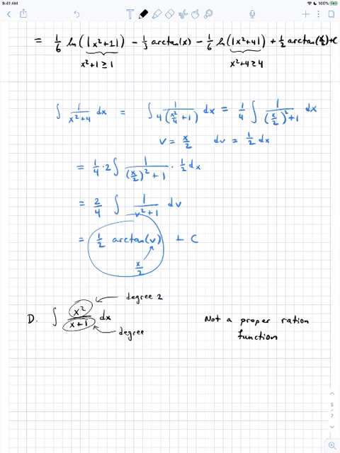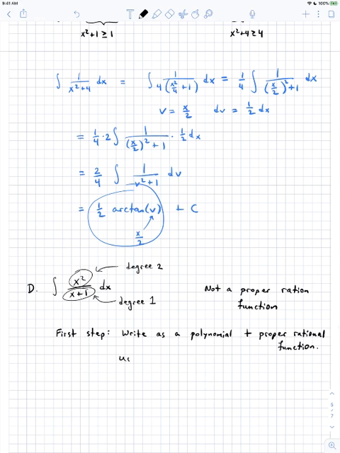So that means we can't use the method that we've been describing, the method of partial fractions, at least not right away. When you have a situation like this, the first step is to write it as a polynomial plus a proper rational function. Now, how do you do that? Well, there are a couple of ways to do it, but basically you use polynomial division.